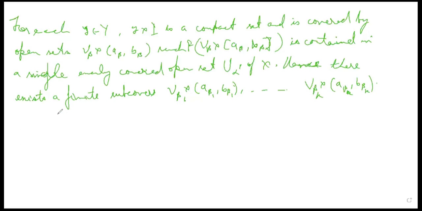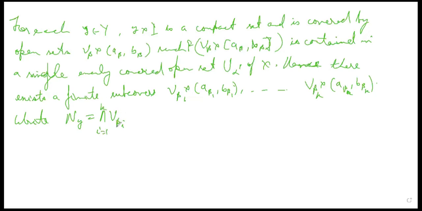So what we can do is that we can refine these sets. We can refine these (a beta i, b beta i), right? So of course they will cover this. So take N_y equal to the intersection of V beta i, i equal to 1 to k.